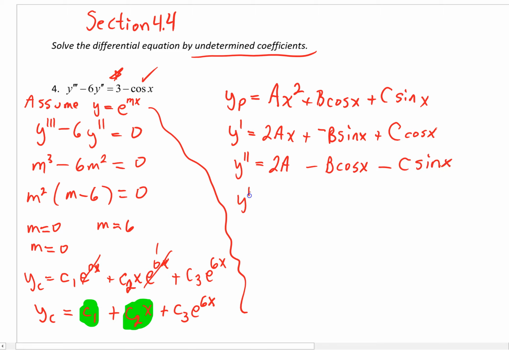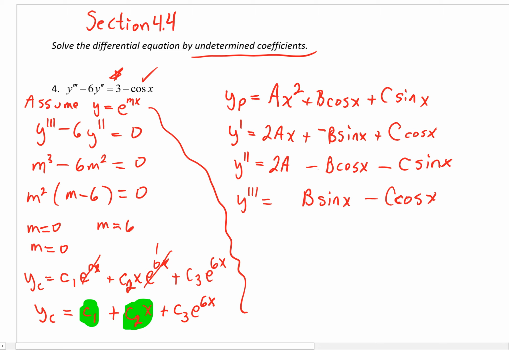Then we're going to do one more derivative. The next derivative of 2a, that just goes away. The derivative of cosine is negative sine, so out comes another negative. This becomes a b sine of x. And what's the derivative of sine? Well, it's just a cosine.